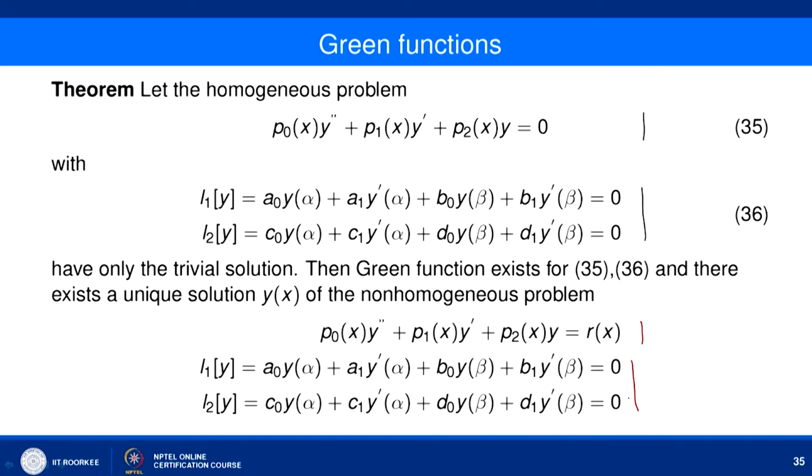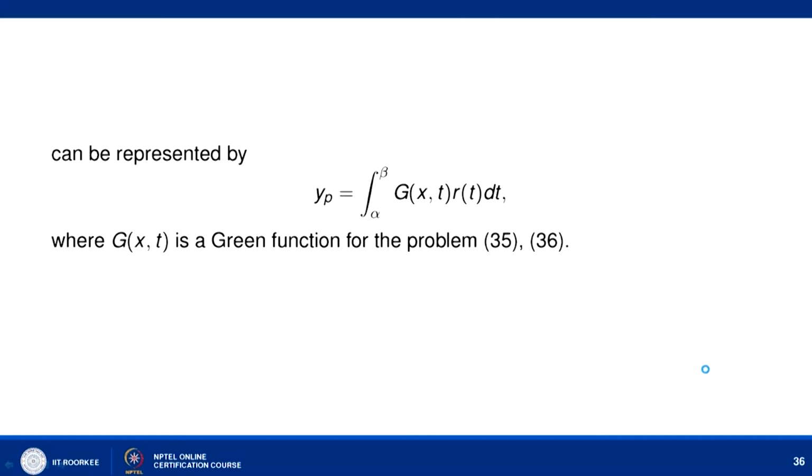So, the idea is that here we have a homogeneous equation along with homogeneous boundary conditions, and if this has only the trivial solution then the Green's function exists, and with the help of the Green's function we can find a unique solution of the non-homogeneous problem along with the boundary conditions. The unique solution is given by the following formula: y p equal to integral from alpha to beta of g of x, t times r of t dt. Here alpha, beta is the interval in which we are finding the solution.